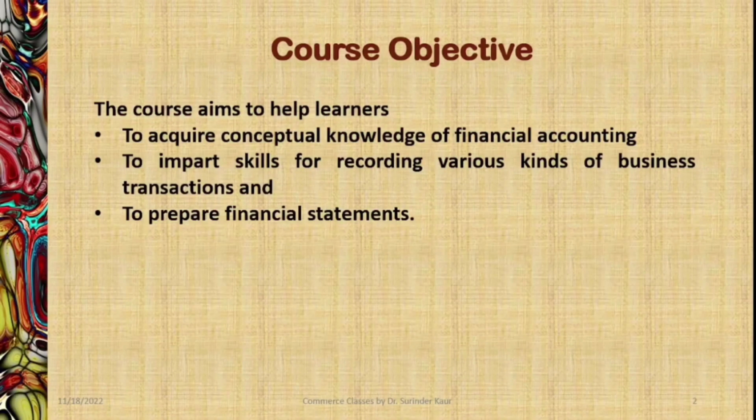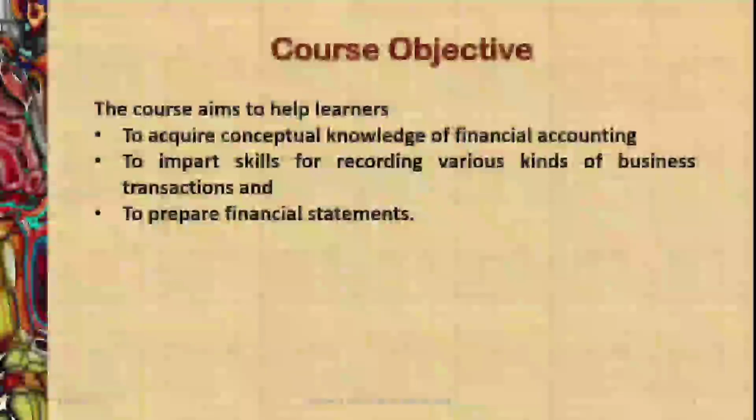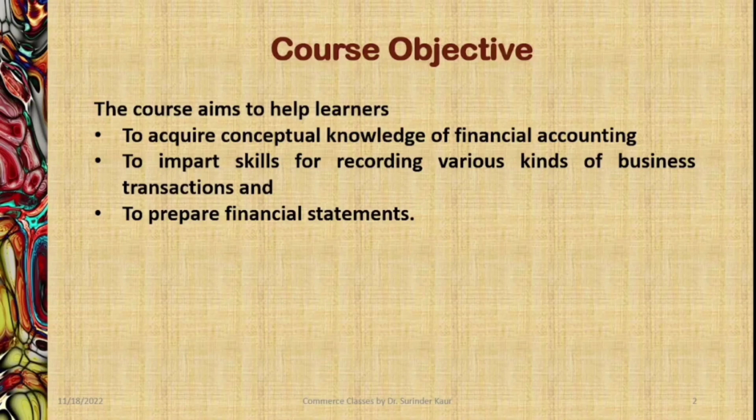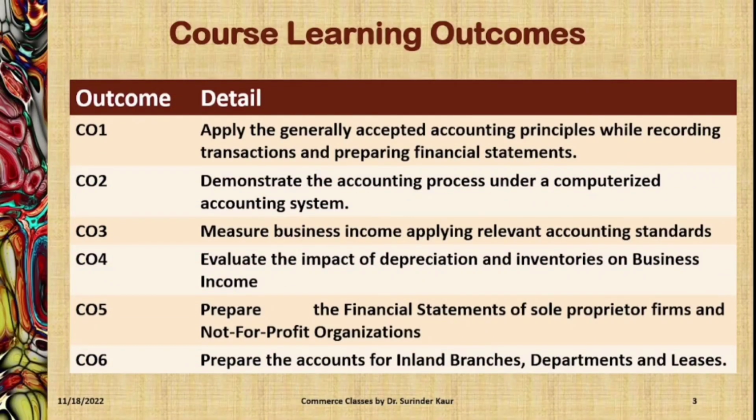Now, the objective of the course is to help the learners acquire basic knowledge of financial accounting, that is, the basic fundamental knowledge of accounting, then have the skills for recording various types of business transactions and preparing financial statements. The learning objectives are that once you have gone through the whole course, you should be in a position to apply the accounting principles while recording the transactions and preparing these statements. That is, when you are making journal entries or accounting for transactions, or making final statements like trading and P&L account, etc., then how the different principles are applicable there, that knowledge should be with you.